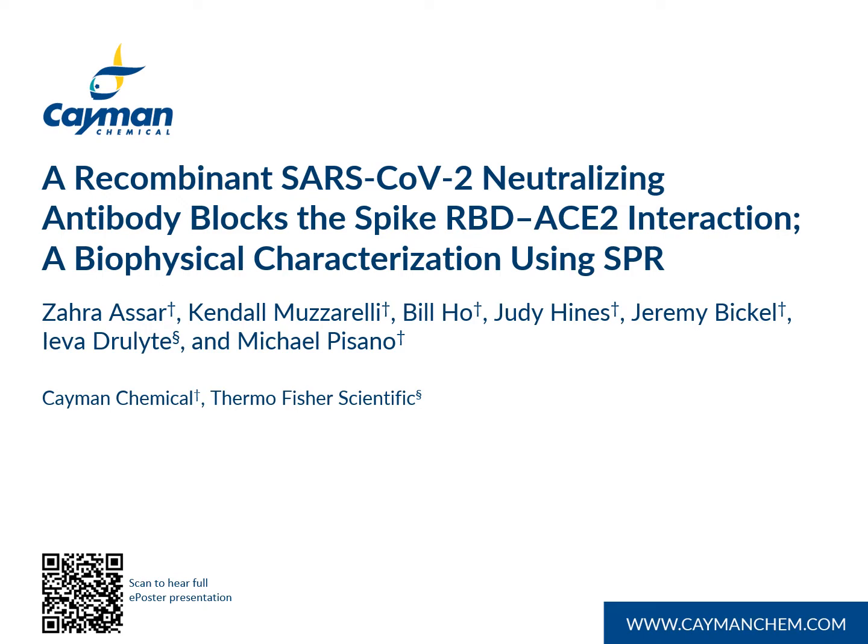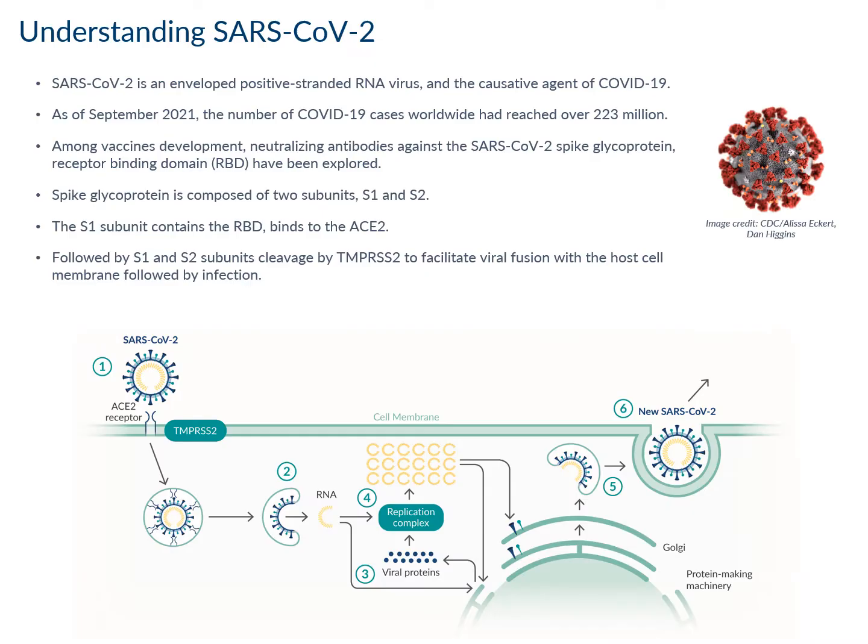Today I'll be presenting our work on a recombinant SARS-CoV-2 neutralizing antibody which blocks the Spike RBD-ACE2 interaction via biophysical characterization using SPR. SARS-CoV-2 is an enveloped positive stranded RNA virus, a member of the beta coronavirus genus, and a causative agent of COVID-19. As of September 2021, the number of COVID-19 cases worldwide had reached over 223 million. In addition, the number of deaths from COVID-19 was over 4.3 million worldwide.